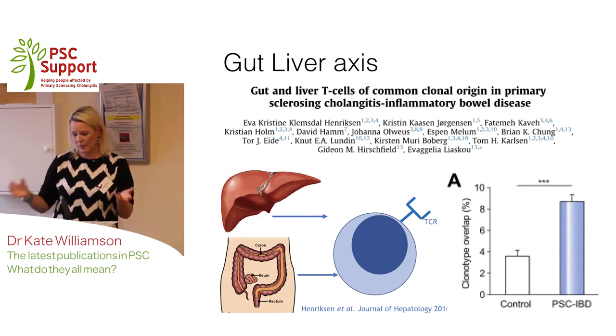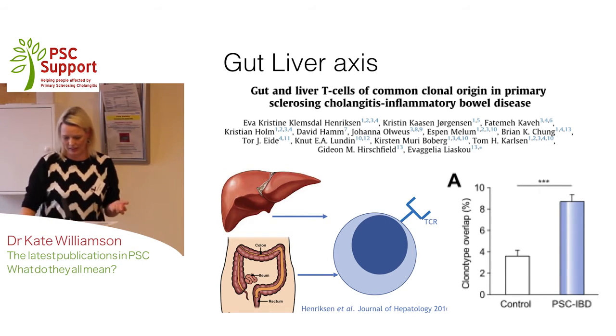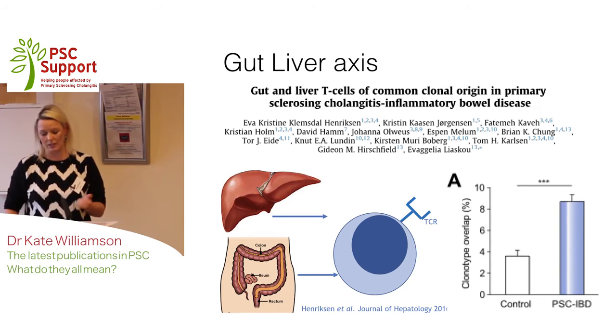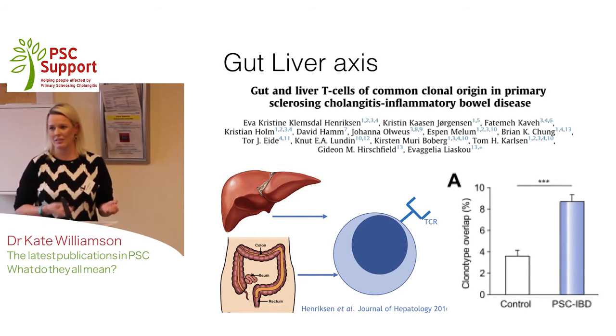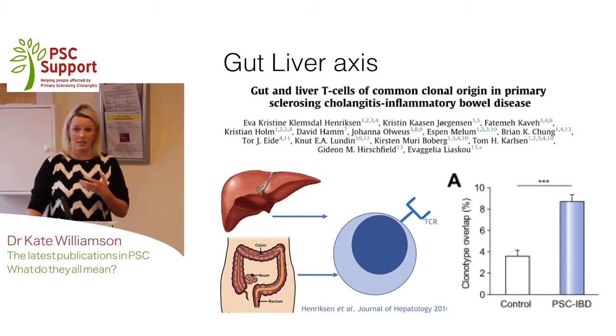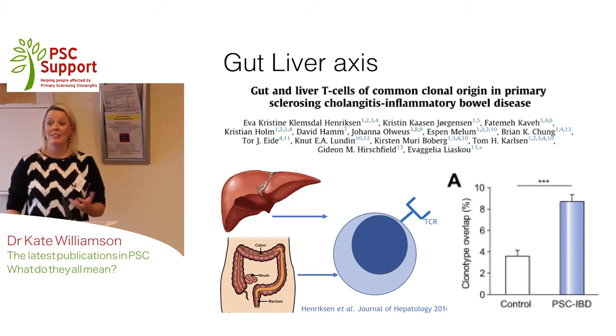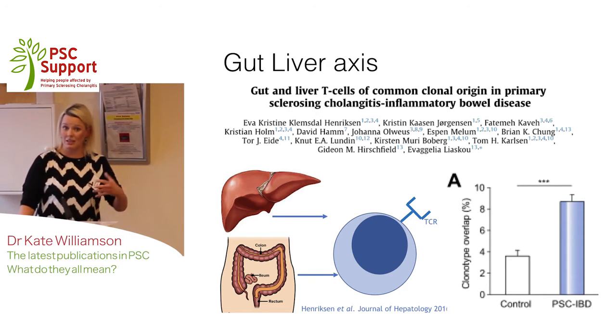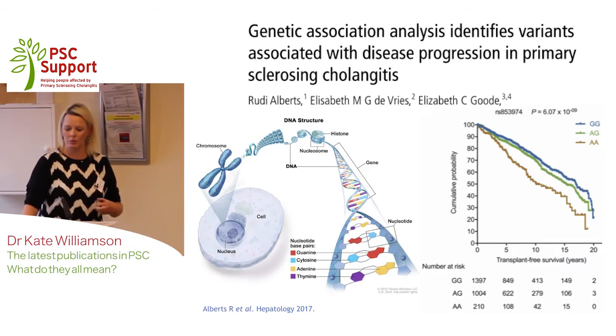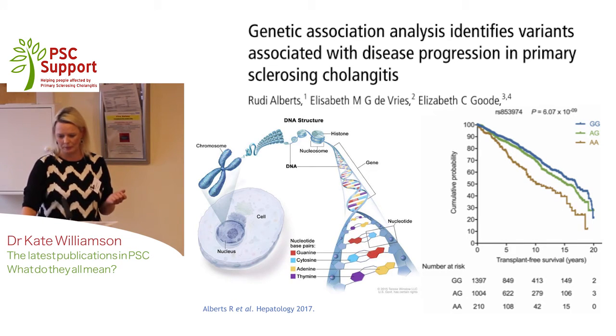Now, there were some problems with the study, which I won't go into now, to do with the mechanisms, but it still was more evidence that there probably is a link, and there's a big link that it might be immune cells going from the gut to the liver. And the reason why that's important for everyone with PSC is that it means we should be looking at therapies that target gut-homing immune cells, and that is something that we're looking at.